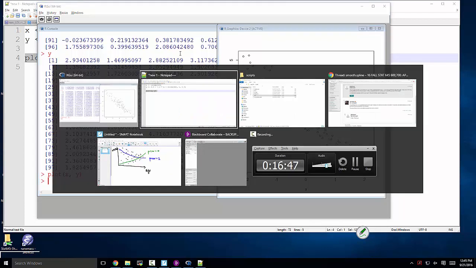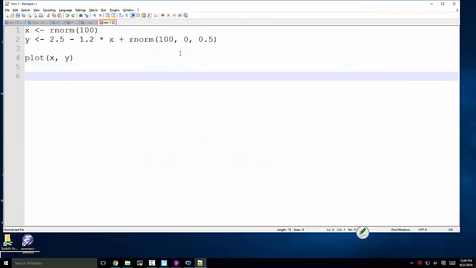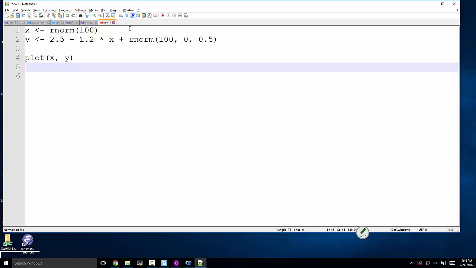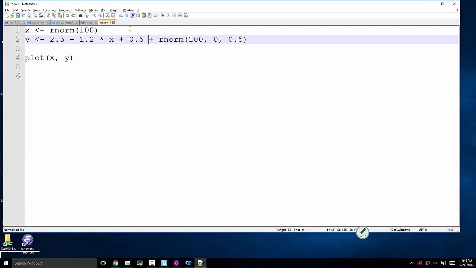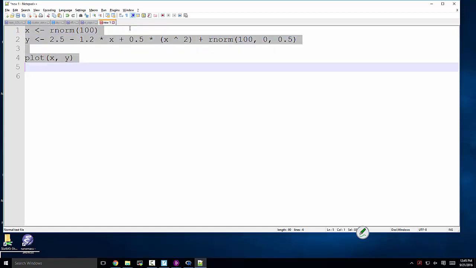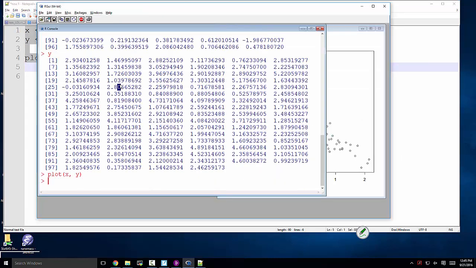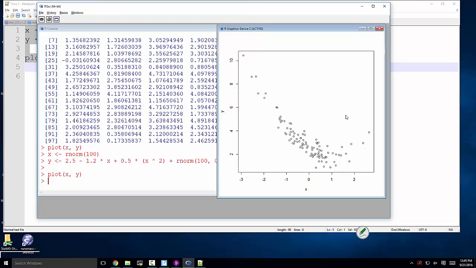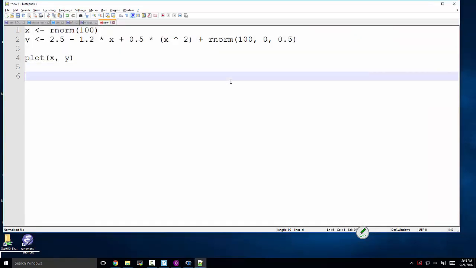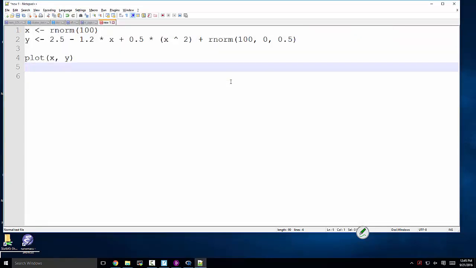Now let's add a smooth curve. Let's make this an actual curve, because I currently just have it as a line. So let's say minus 1.2 times x plus 0.5 times x squared. Now when we plot this, we should actually have a curvy looking relationship, like that. Now let's add a smooth curve.